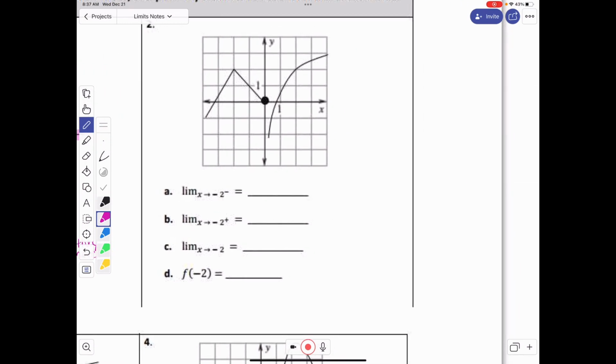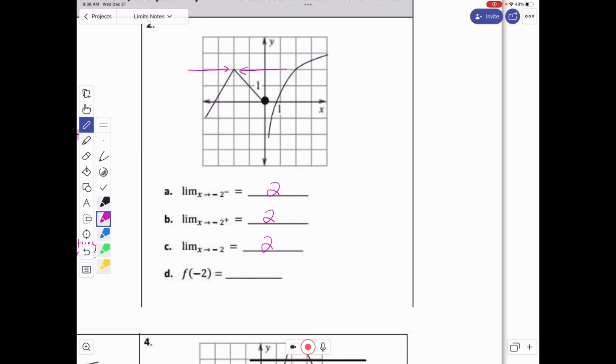All right, so again on this one, we're looking at the limit as x approaches -2 from the left. So as we look at it, we're looking at as x approaches -2 from here. So our y value here is going to be 2. As x approaches -2 from the right, so as we approach it going this direction, the y value is also going to be 2. As x approaches -2, on this one it's from either side. Now in this case it is the same, so our value is 2.